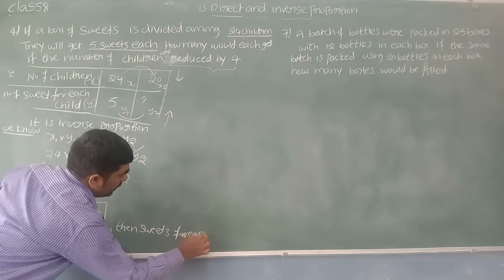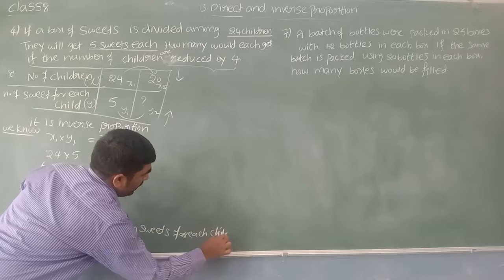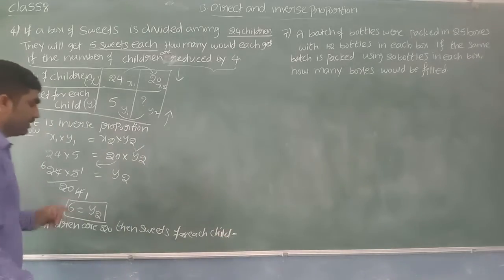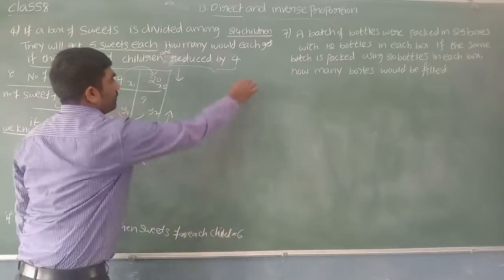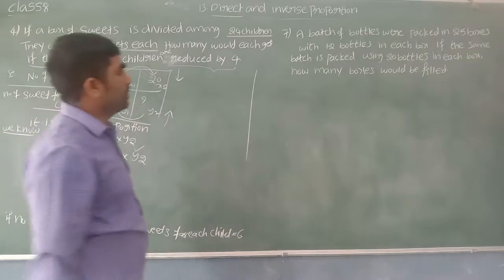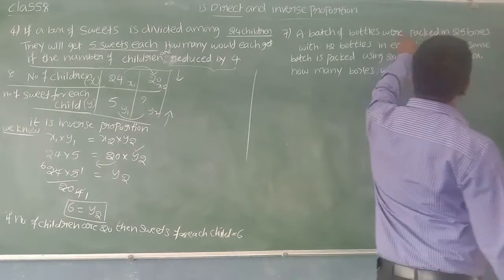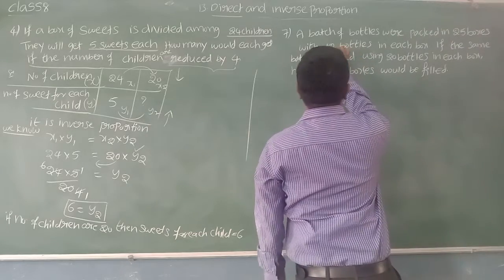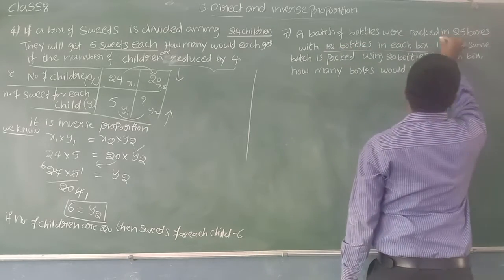Sweets for each child. So each child will get how many sweets? 6 sweets. Like that you can find by using the concept of inverse proportion. Let us see one more, the seventh one. A batch of bottles were packed in 25 boxes, 12 bottles in each box.